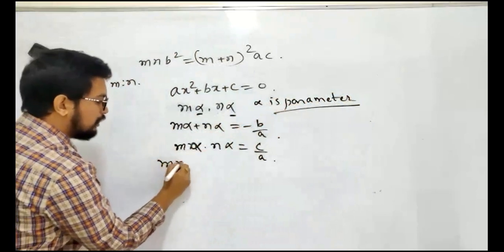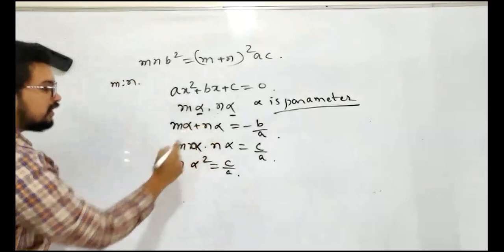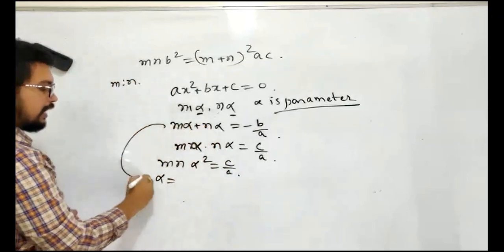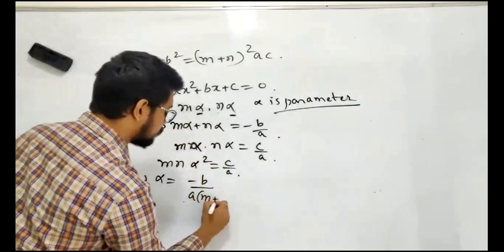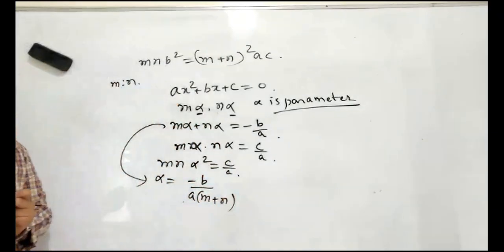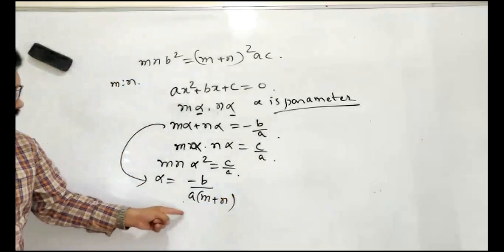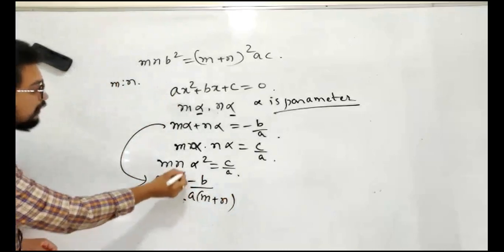You have to eliminate this parameter now. Simply see, mn alpha square is nothing but c by a. From the sum of the roots, you'll get alpha is equal to minus b by a into m plus n. Just substitute this alpha into this one.